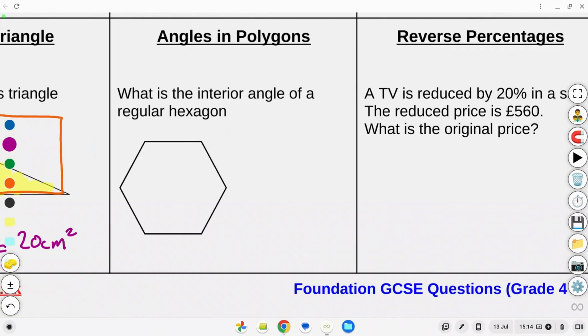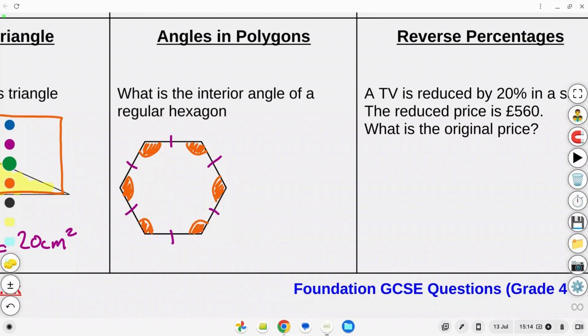Angles in polygons. So polygons are shapes with straight edges. This is a hexagon because it's got 6 straight edges. And we're told it's regular. What that means is all the sides are the same length, which is what these hatching marks mean. And all 6 angles will be the same size. So there's quite a few ways of finding what one of these angles is. So these are the interior angles.